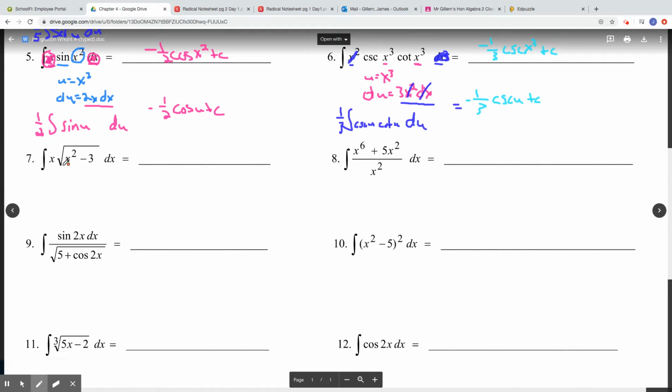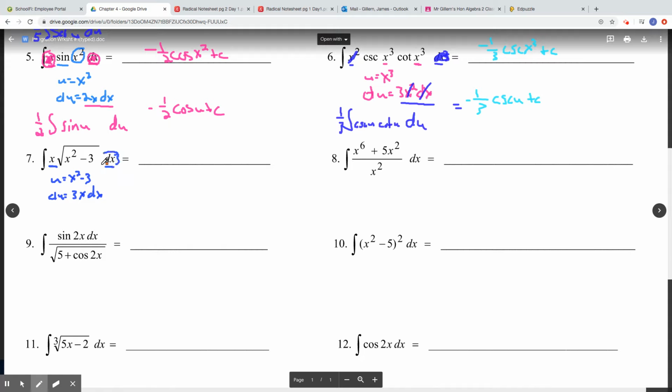All right, for number 7. Now we have something underneath the square root. So it is inside. So this is x squared minus 3, really to the 1/2. So what's on the inside? What's going to be our u? It's going to be x squared minus 3. My du is going to be 3x dx. There's my x, there's my dx. What am I missing? I'm missing a 3.